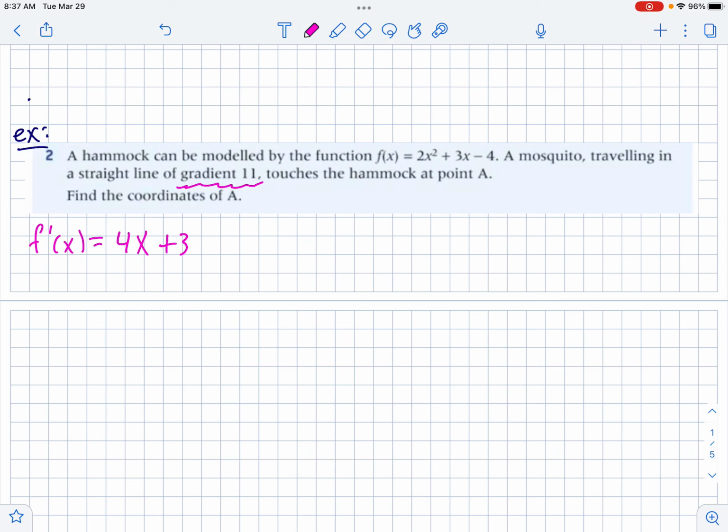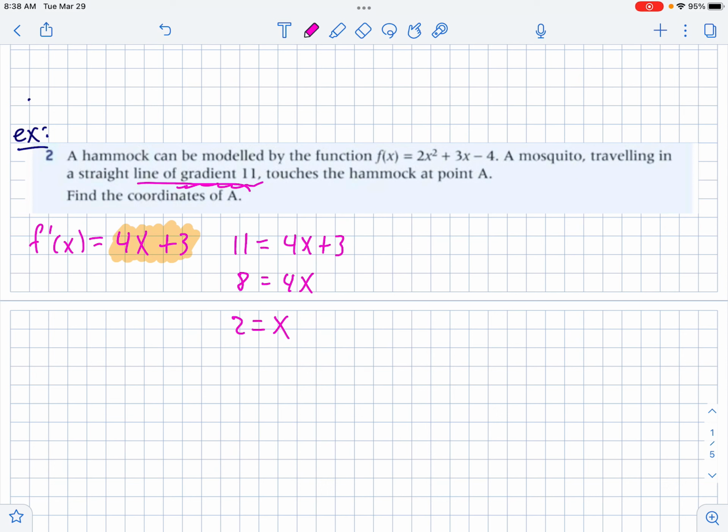Then it says a mosquito traveling in a straight line has a gradient of 11, and we need to figure out when it touches point A. You guys, the gradient is 11. This is a slope machine that you put x's into and you get out slopes, aka gradients. So what we need to do is set 11 equal to 4x plus 3, because we need to figure out what x value produces a slope, or gradient, of 11. Subtract 3 from both sides. Divide by 4, and you get x is equal to 2.